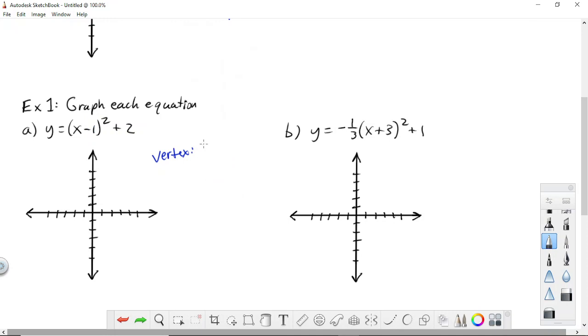Okay, 1 is the X coordinate, and then there it is, it's just 2. So we do not take the negative of the K when getting the Y coordinate, but we do take the negative of the number in here. What we use for the X coordinate of the vertex is the thing that's subtracted.